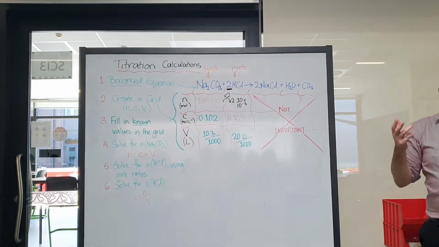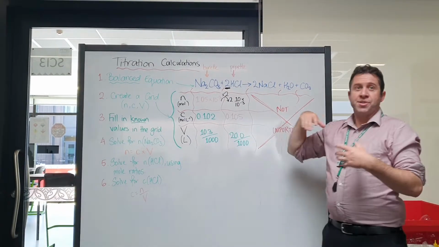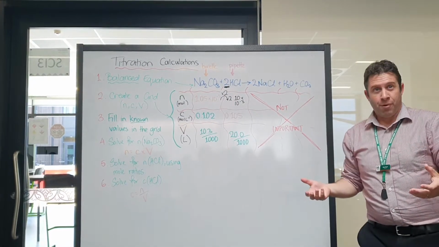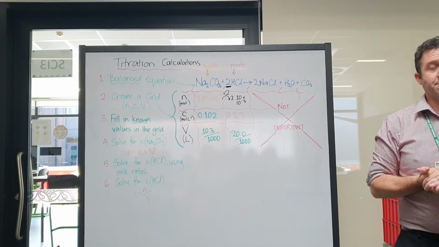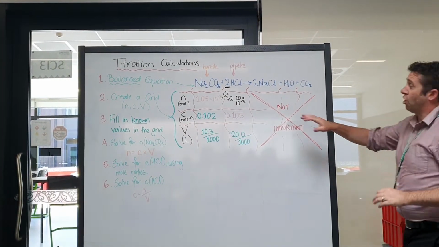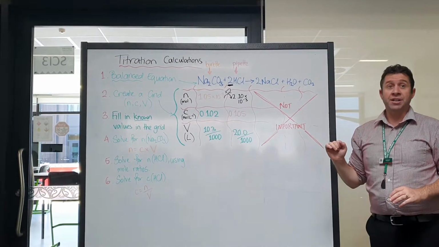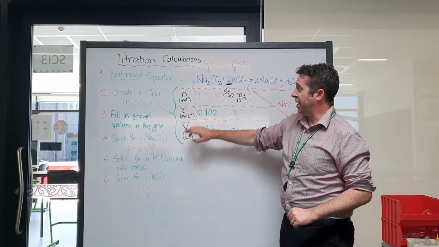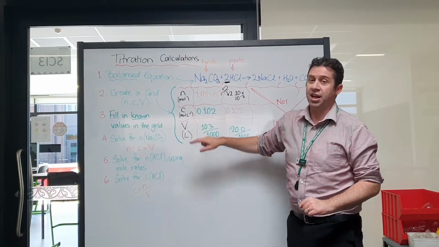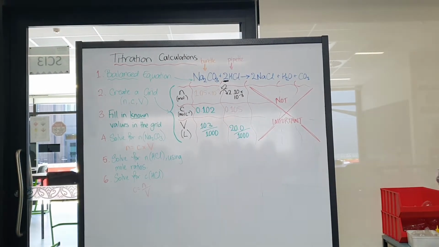But seldom will we have 1 mole and 2 moles. It's more likely to be 0.001 moles, that sort of thing. So we're going to need to use our ratios that we hopefully learnt in maths. After you've got your equation, we're going to turn it into a grid. And that's what I've done here. I've got N, C, and V, amount, concentration, and volume, down the left-hand side of my grid.